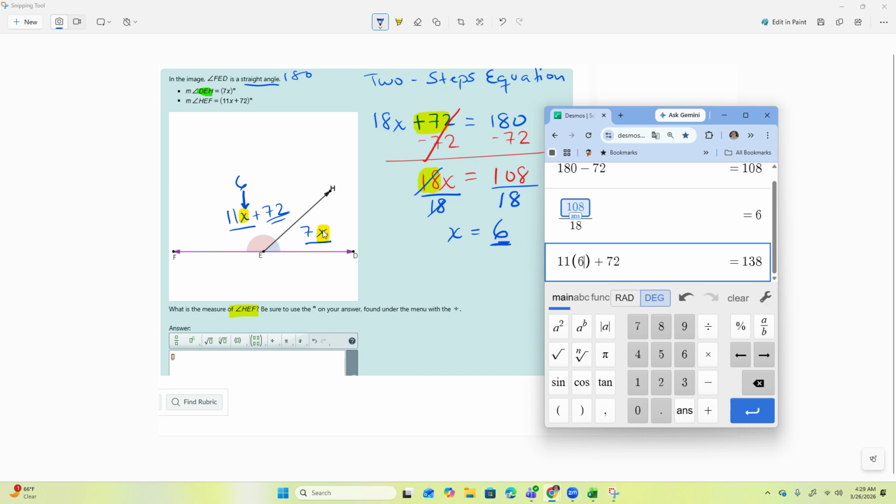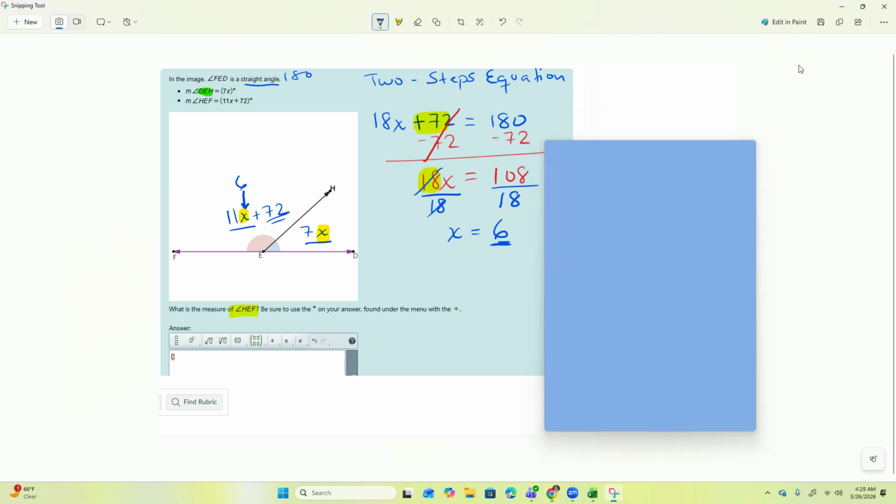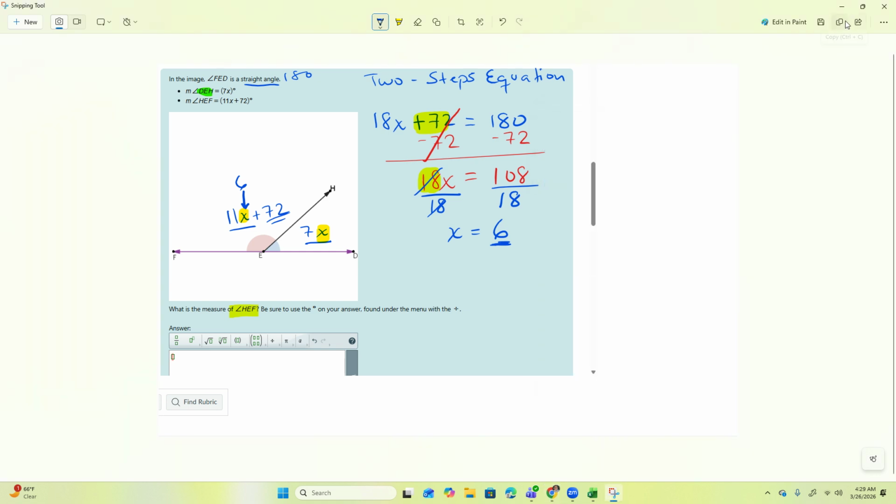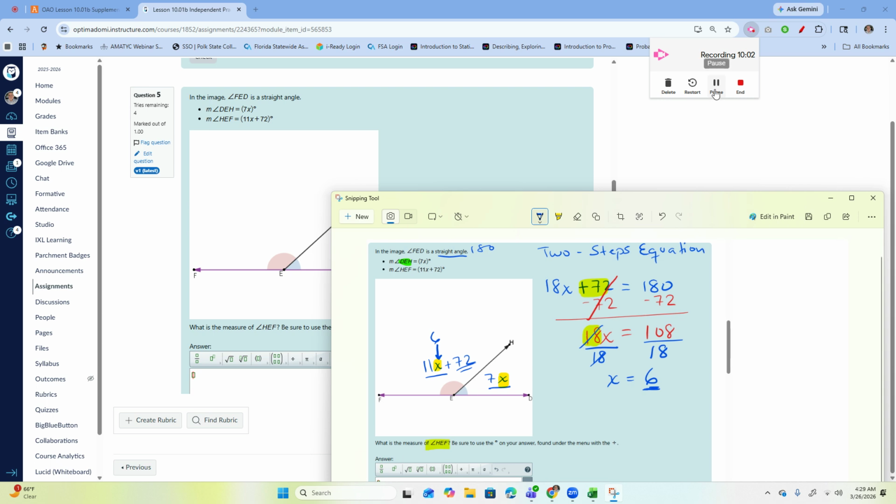And you can see that the angle shaded in red here is gonna be 138 degrees. Okay, and that's how you solve for x with a two-step equation, and that will help you find the angle they're asking you. Okay, let's go to the next one.